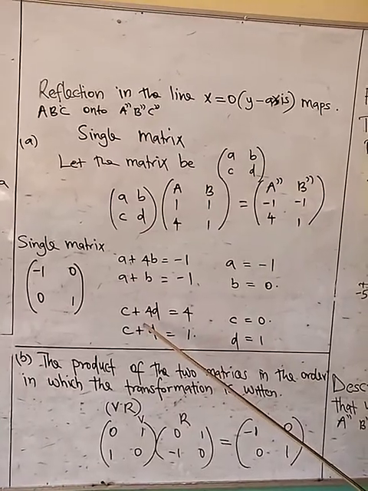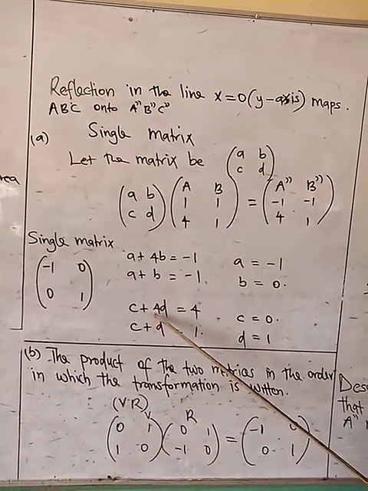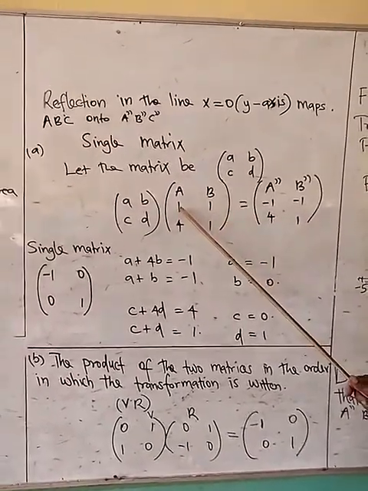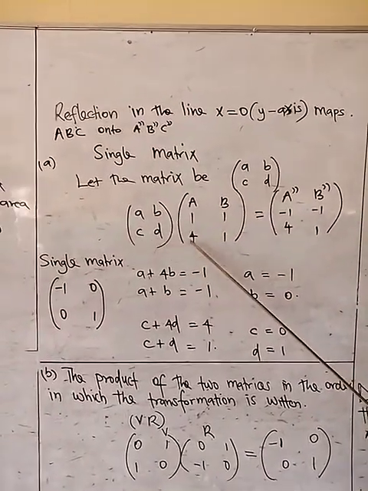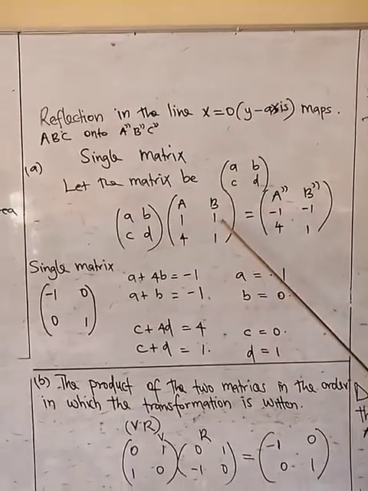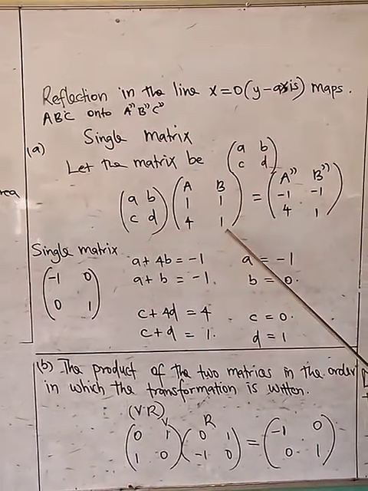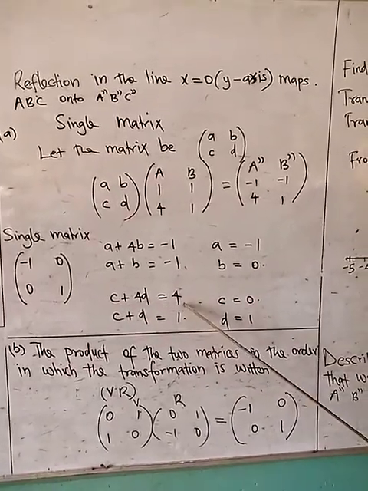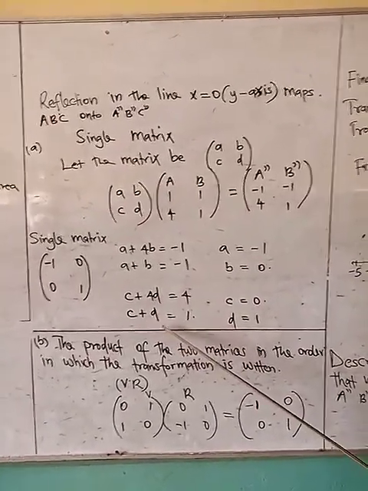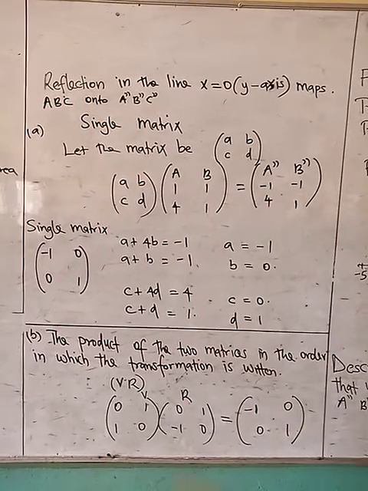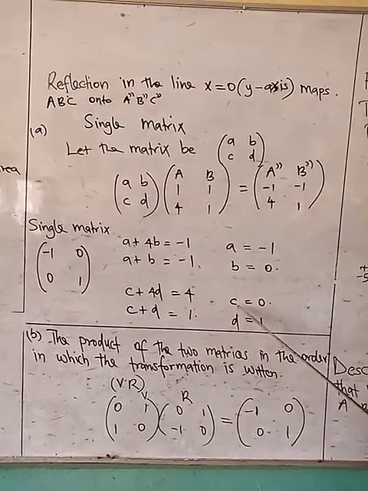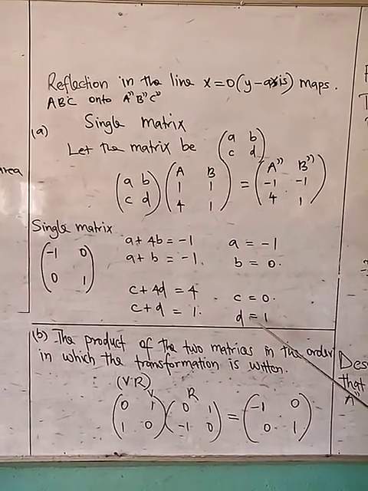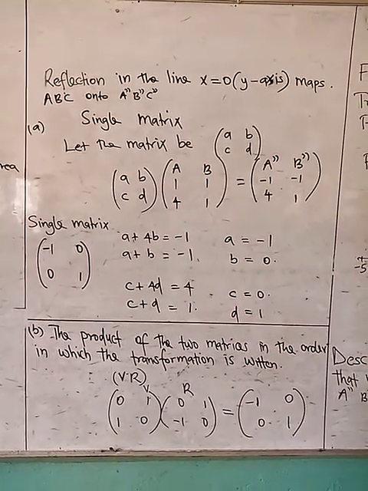Then we also want to get C and D. We have 1 times C plus 4 times D, and 1 times C plus 1 times D. That will give us C + 4D = 4 and C + D = 1. When you work it out, you'll find that C is equal to 0 and D is equal to 1.